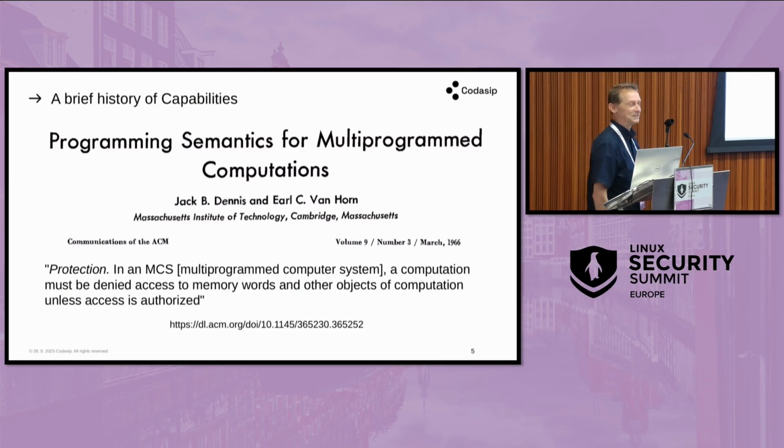So capabilities were first mentioned back in a paper from 1966 by Dennis and Van Horn. It's a really interesting paper. It sort of summarized a lot of the stuff that was going on at the time around the development of multiprocessor computing. So you'll find in there things like definitions of segments, definitions of processes, even fork, all the stuff that you see coming up in Unix when it started to be developed in about 1969.